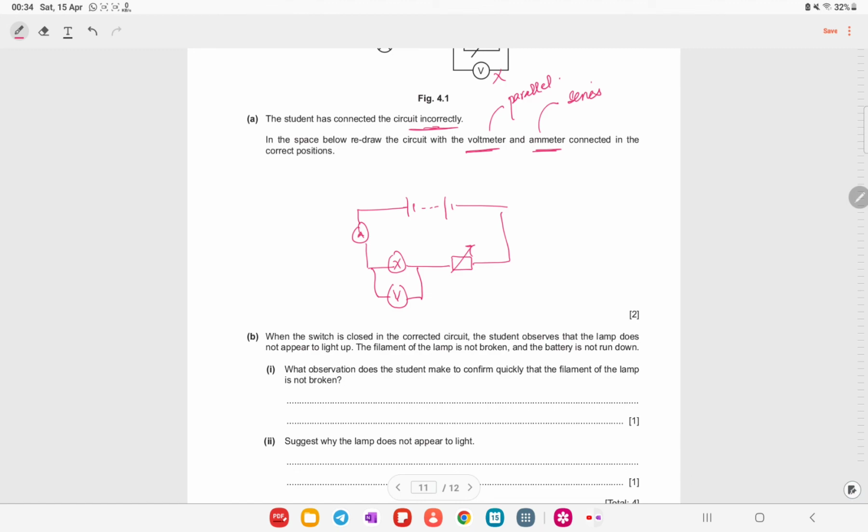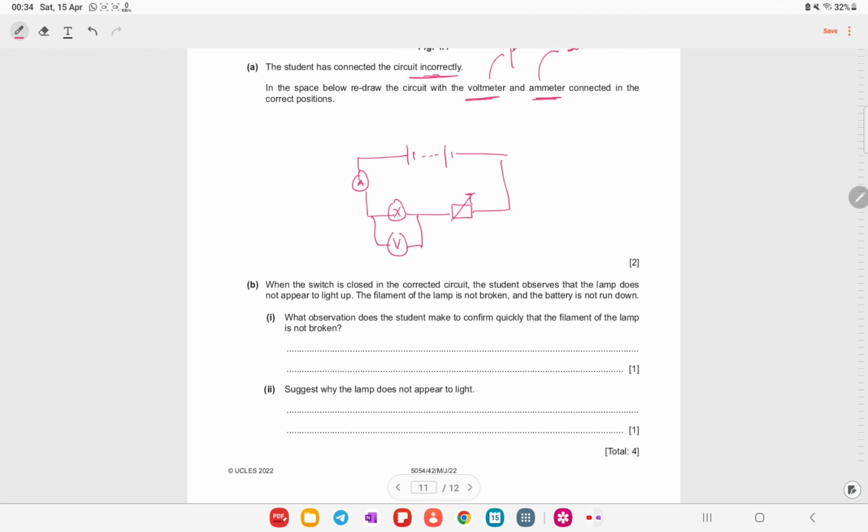Okay, when the switch is closed in the correct circuit, the student observes that the lamp does not appear to light up. The filament of the lamp is not broken and the battery is not run down. What observation does the student make to quickly confirm that the filament of the lamp is not broken? So he will observe the reading on the ammeter. The ammeter will respond or will show readings. You can rephrase this.